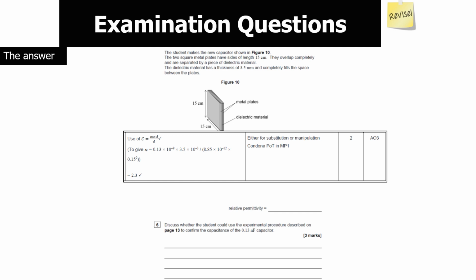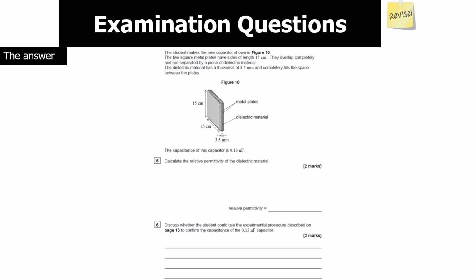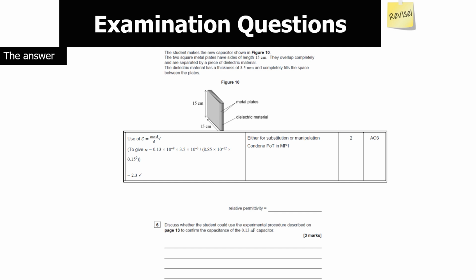You can work out the area by doing 15 times 10 to the minus 2 times 15 times 10 to the minus 2. Remember again, you need to be converting from centimeters into meters. You can then also use the idea that the separation is 3.5 millimeters by having d is 3.5 times 10 to the minus 3 to get our answer out to be 2.3.